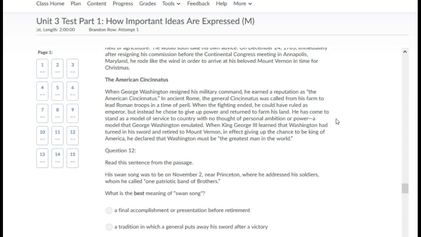When King George III learned that Washington had turned in his sword and retired to Mount Vernon, in effect giving up the chance to be King of America, he declared that Washington must be the greatest man in the world.